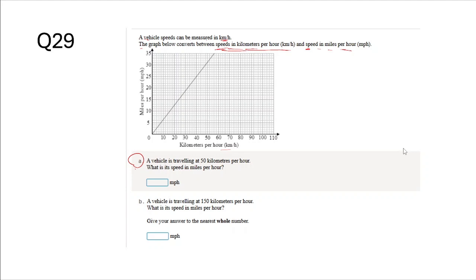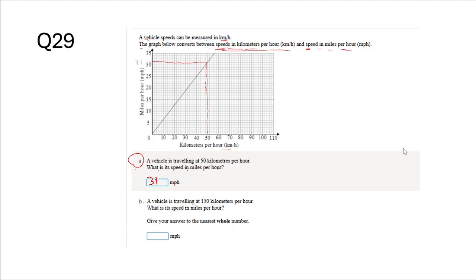Now, question number A. A vehicle is traveling at 50 kilometers per hour. What is its speed in miles per hour? So this is the 50 here, right? So if we go up here, and across like this, it will be 31. So that means the answer here will be 31.